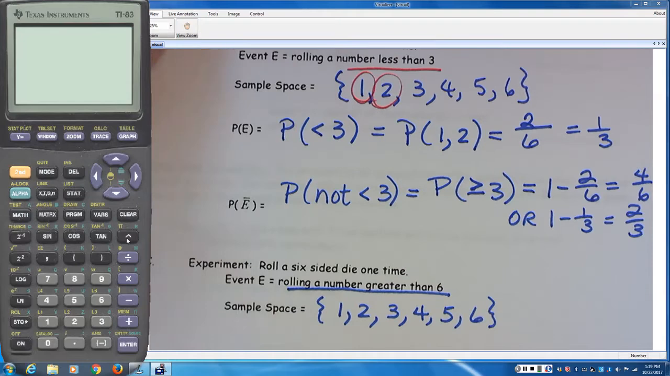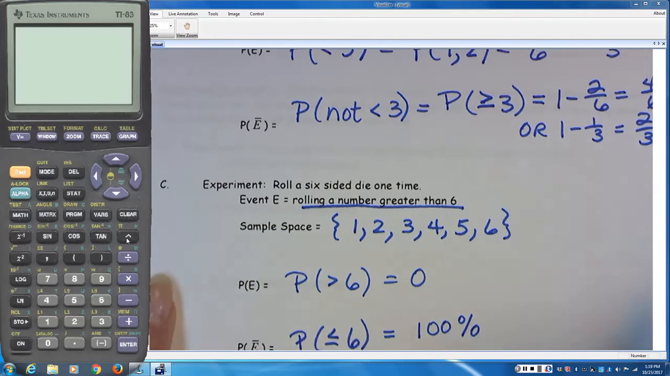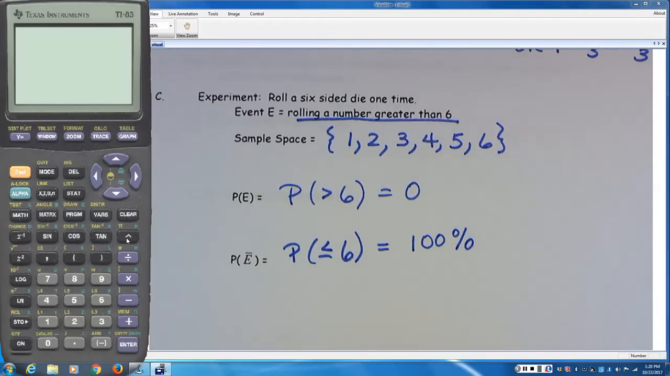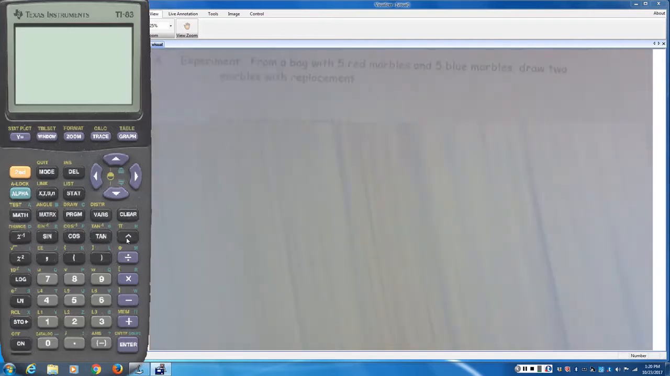Is that far enough? Does anybody have any questions so far? Okay.